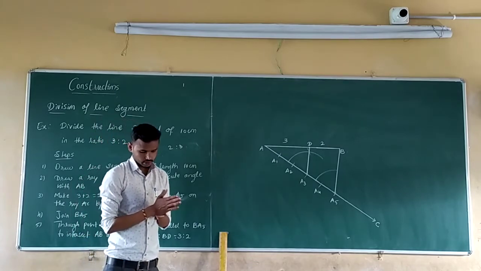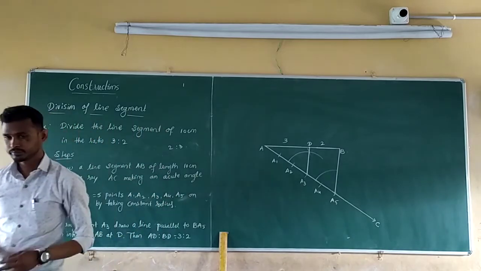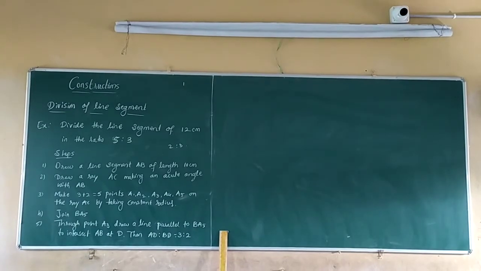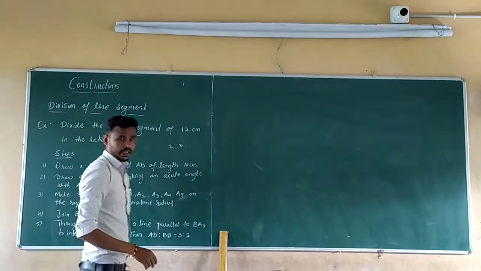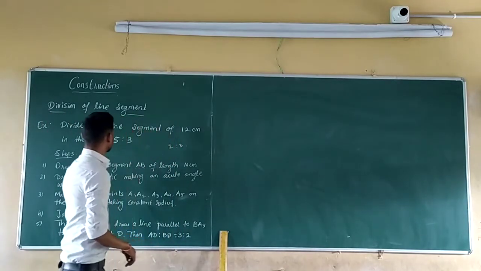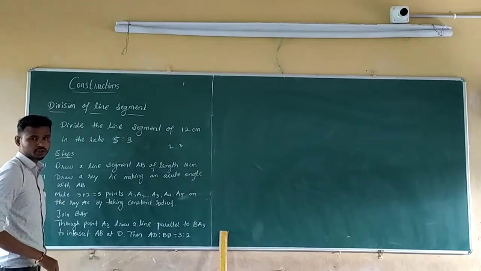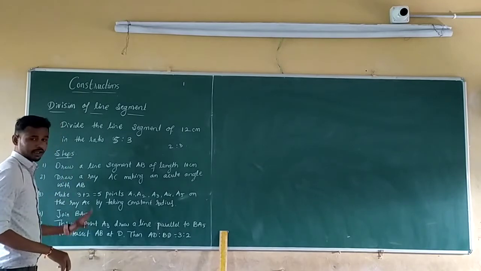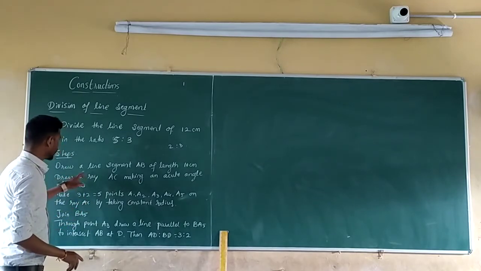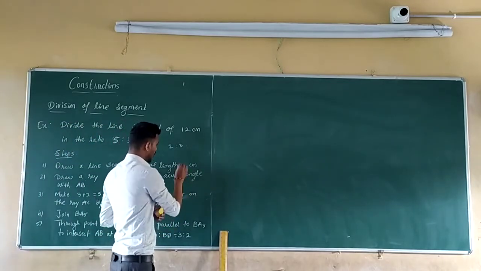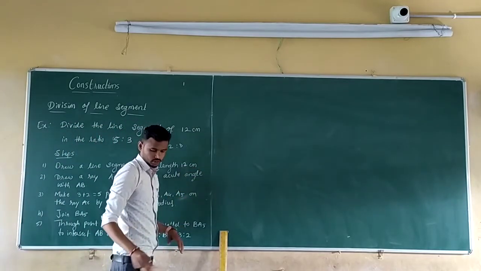So we'll see another example. Okay, let us take one more example. Divide the line segment of 12 centimeter in the ratio 5:3. So the steps are the same. First, draw a line segment AB of length now how much? 12 centimeter. So draw the line first.